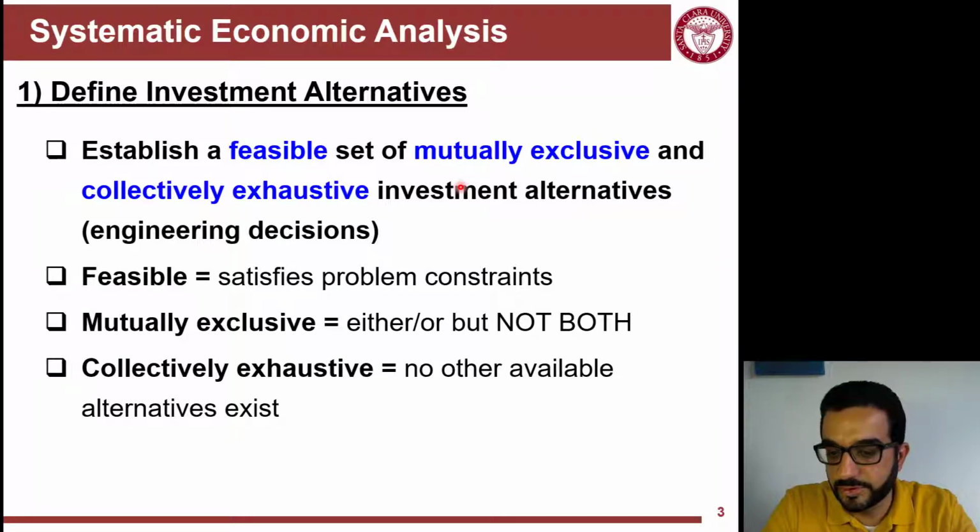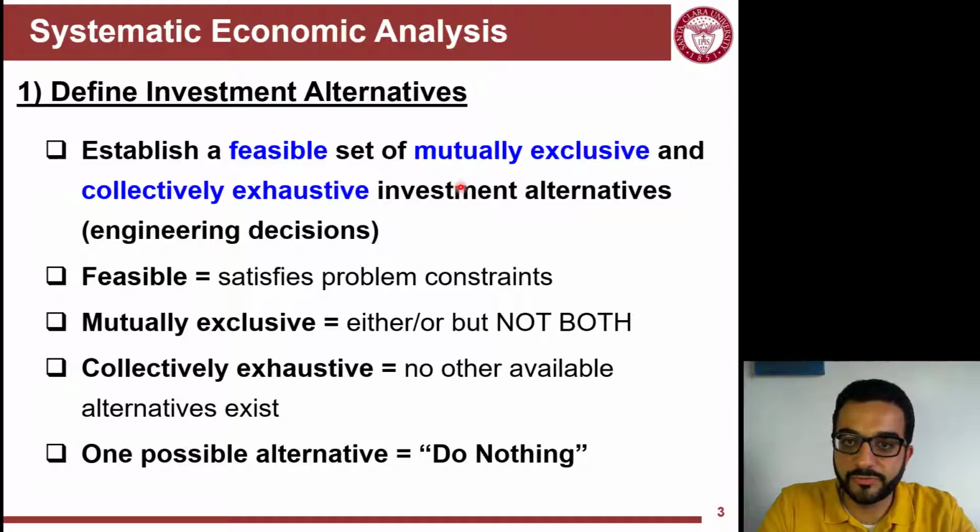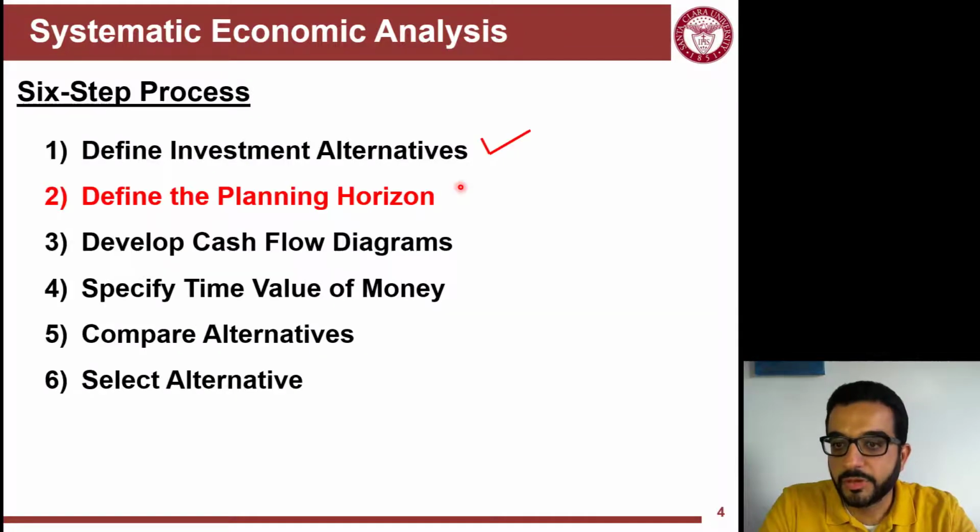collectively exhaustive, so no other alternative is available within the capacity and time availability you have. And always remember there's one alternative, which is do nothing. If you have a current situation, a traffic intersection, and you're thinking about implementing a new traffic signal technology, you always have the alternative to just keep it the same, right? So that's one alternative.